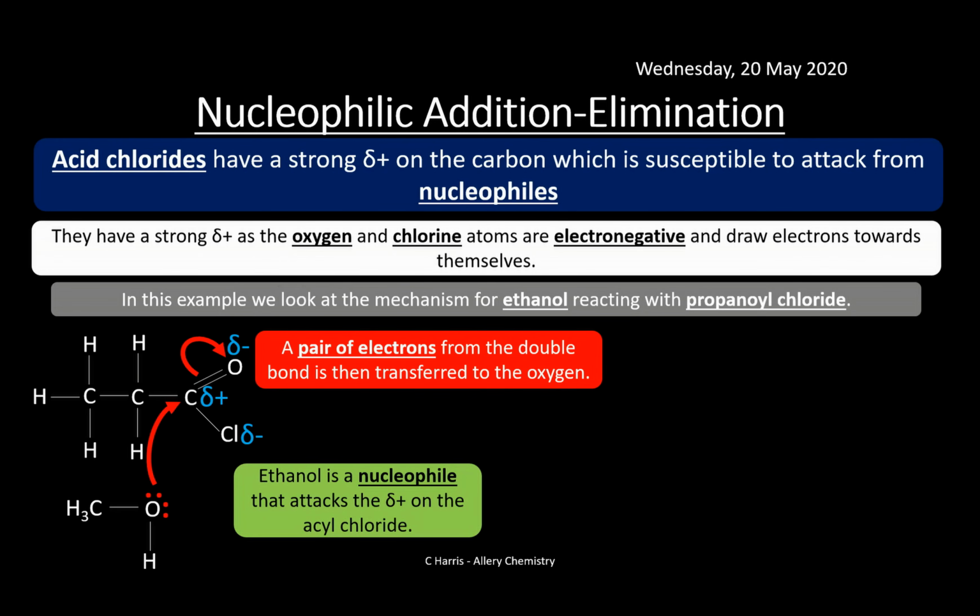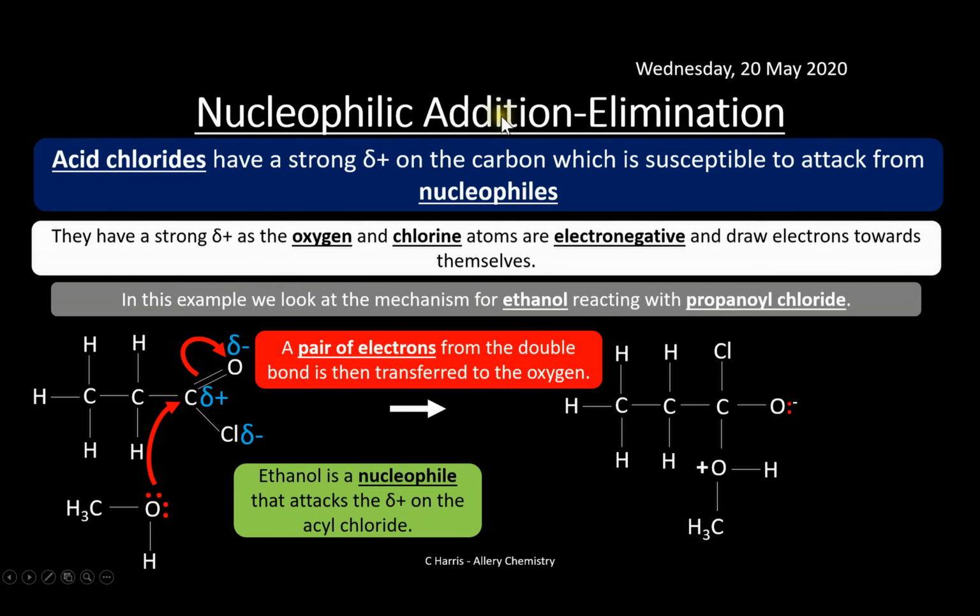So then a pair of electrons from the double bond is transferred to the oxygen, so that breaks. Okay, and so then we form this intermediate. So this is the addition bit. So we say nucleophilic addition-elimination. So the addition bit is this. We've basically bolted on the alcohol group, the whole lot, and that's stuck onto the end of this group here. But now we have two charges. We have a negative and we have a positive. So we've done the addition bit there. So that's the whole thing that's added on.